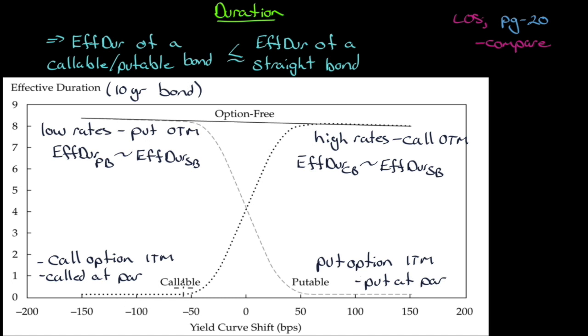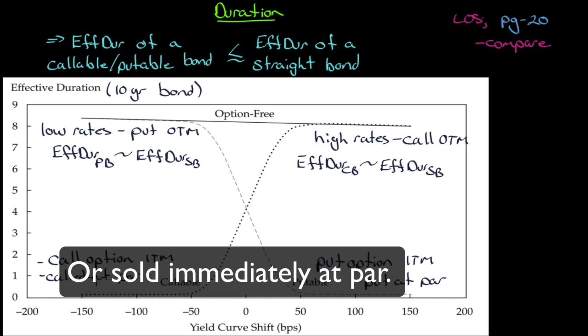For a callable bond, it's the other way around. At very high rates, the call is out of the money because the price is very, very low. The company's not going to call for 100 what it could buy for 95, let's say. So the effective duration of the callable bond is pretty much the same as the effective duration of a straight bond at very high rates. Once rates start dropping, the price of the bond starts increasing, and it's also better for the company to reissue at lower rates. Look what happens to the duration of that bond. It drops down almost to zero. The call option is in the money. It can be called at par.